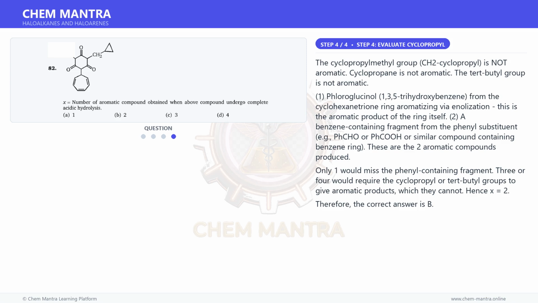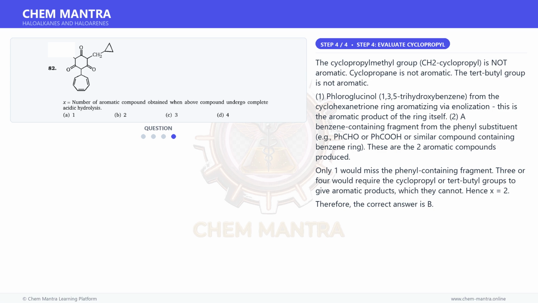And for the final step, the cyclopropyl-methyl group, CH2-cyclopropyl, is not aromatic. Cyclopropane is not aromatic. The tert-butyl group is not aromatic. So, 1. Phloroglucinol, 1,3,5-trihydroxybenzene, from the cyclohexanetrione ring aromatizing via enolization. This is the aromatic product of the ring itself.